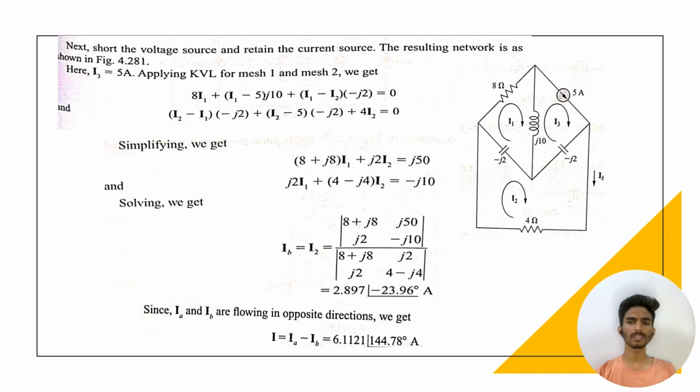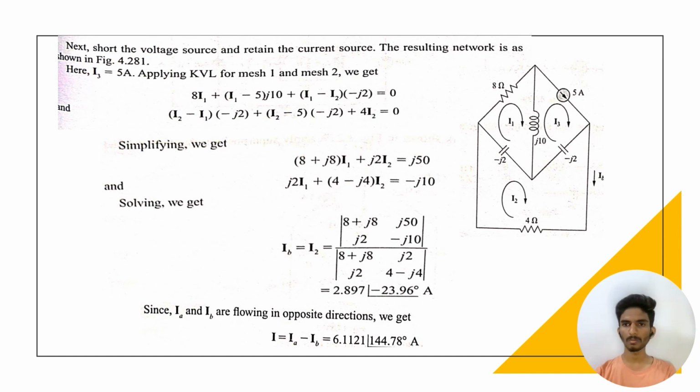Now this is the second case, where we are calculating Ib. Next, short the voltage source and retain the current source. The resulting network is as shown in the figure. This is where we neglected the voltage source. As you see here, one voltage source is present, we neglected that, and we considered the current source here.